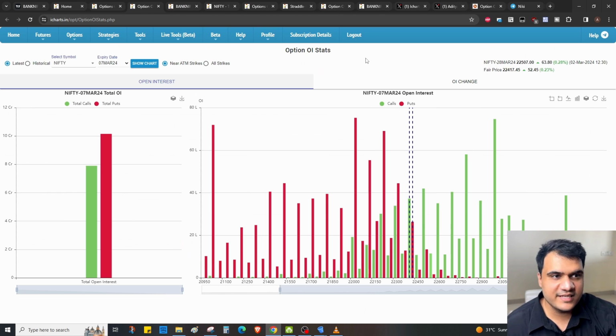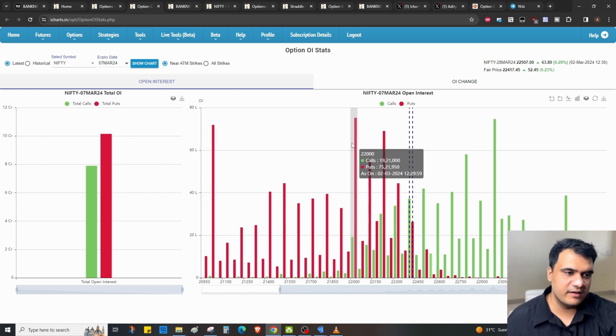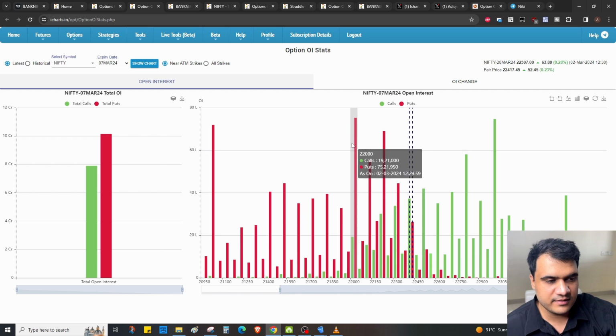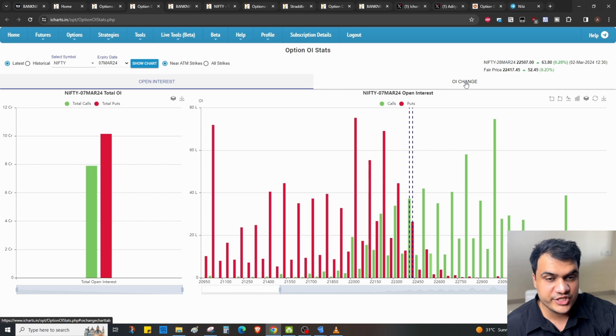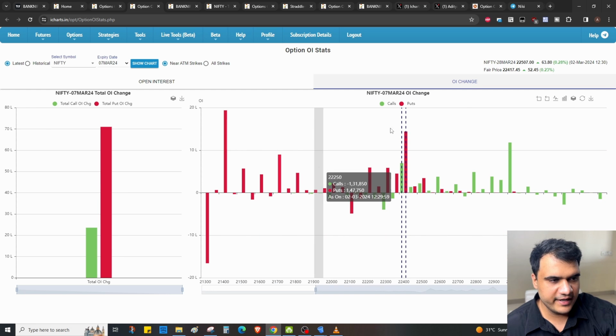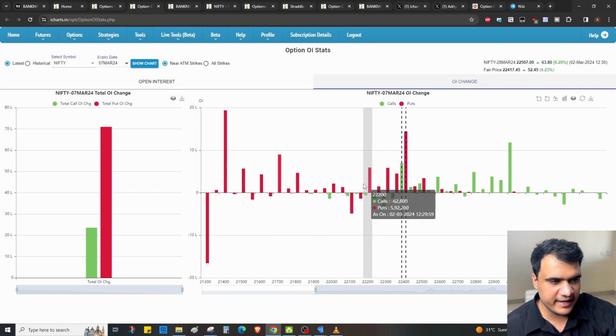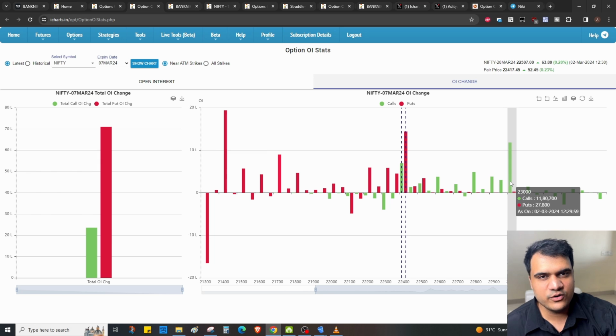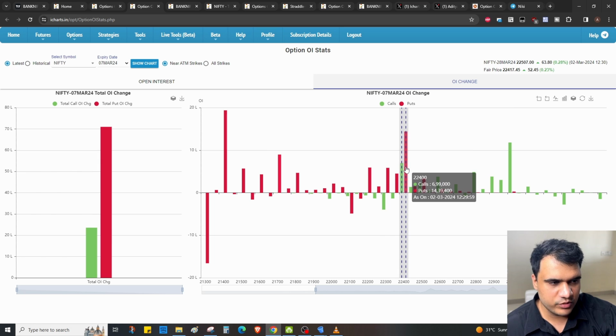Now, number six is options OI stats. What this does is it gives me a pictorial view of the option chain, and we get to know where options are being written more, put side or call side. Now, let me show you this open interest chain tab on the right side. So we tend to see where the puts are being added. Calls, 23,000 PE, they are being added more, and puts are being added near 22,400, like at the current strike more puts are being added.